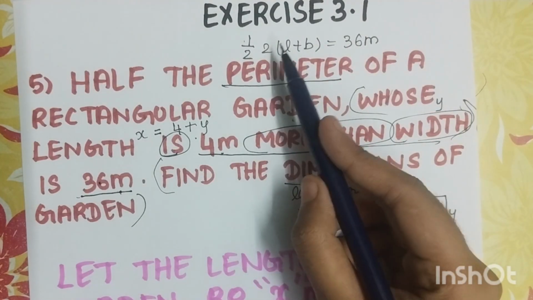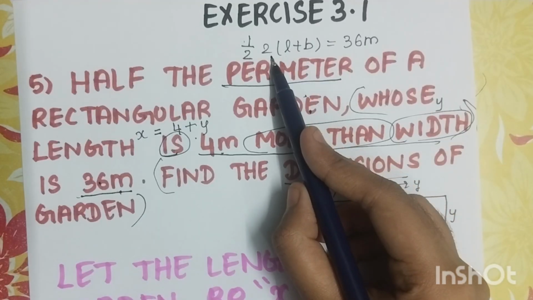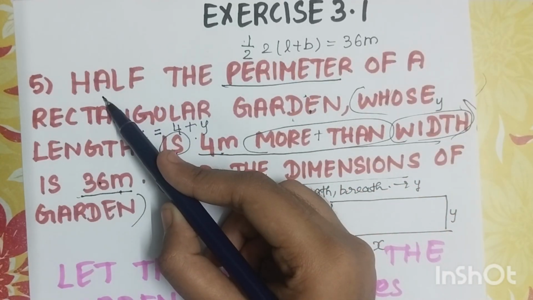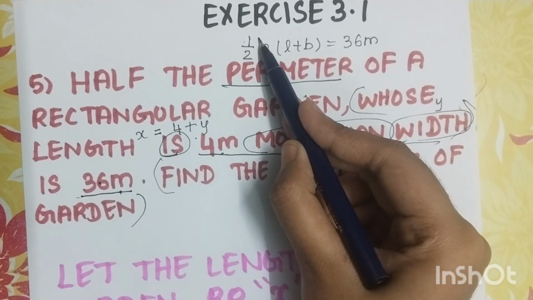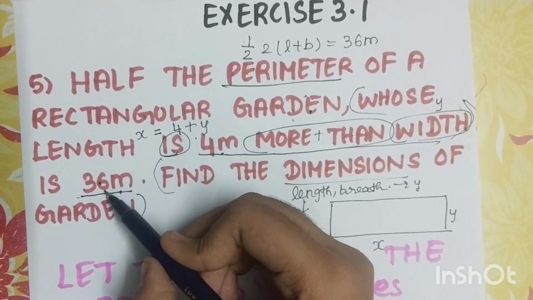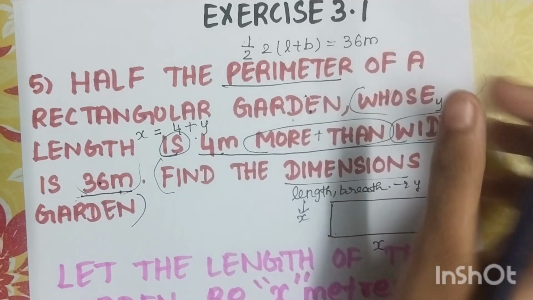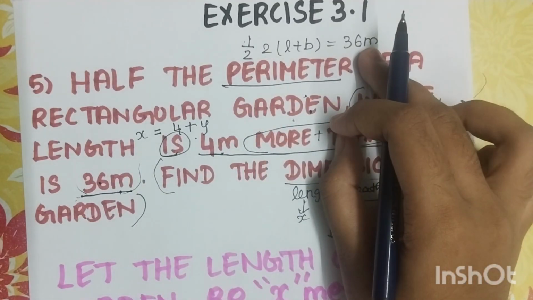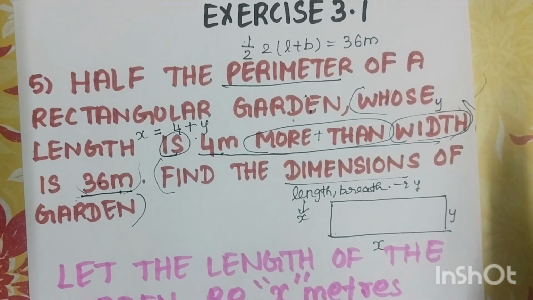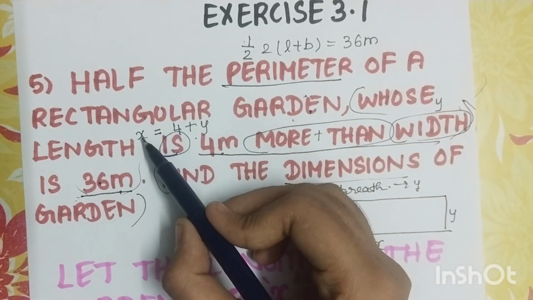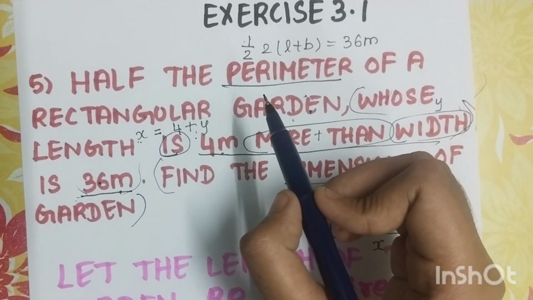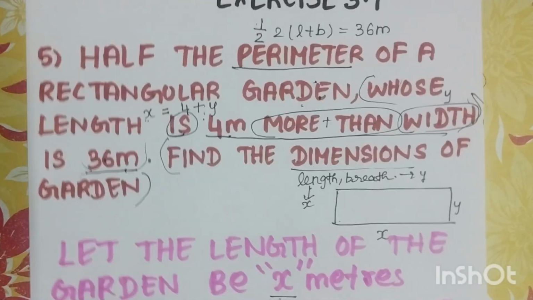Clear? So first we are writing the perimeter of the rectangle formula. Since they have mentioned here half, we are just writing here 1 by 2. So they have given in the question that it is 36 meter. Okay, half of the perimeter is only 36 meter, not the full perimeter value they are saying. Okay, and the length is nothing but 4 more than the width. So I'm just replacing with my variables here. Clear? So now we will write both the equations.